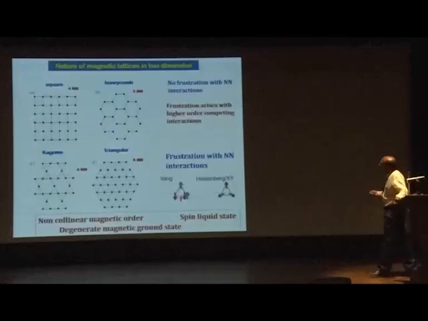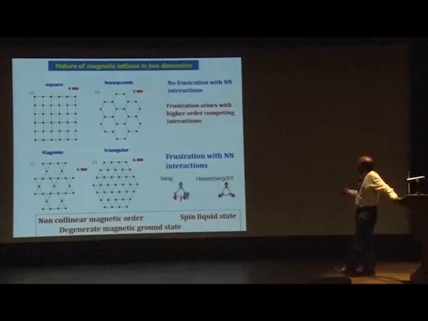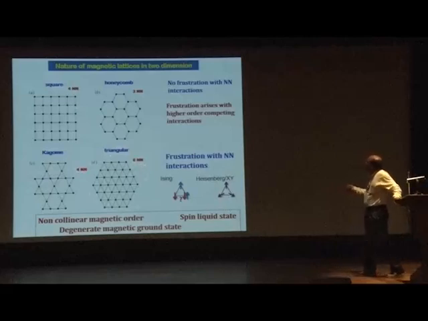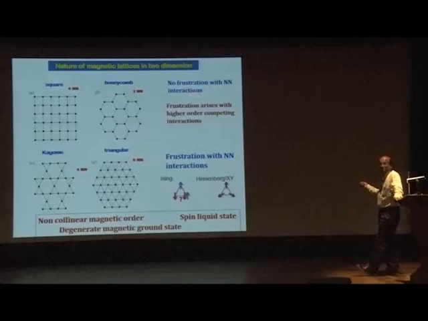In the case of 2D systems, there are different kinds of geometries for how the spins are arranged. One can have a square lattice, where the spins are at the corners of a square, or even a honeycomb lattice. In the square case, there are 4 nearest neighbors of each spin. Here, in the honeycomb case, 3. In the case of Kagome, there are 4 nearest neighbors, and for the triangular lattice, there are 6 nearest neighbors. In these two cases, A and B, that is the square lattice and honeycomb, there is no frustration if we are dealing with only nearest neighbor exchange interactions.